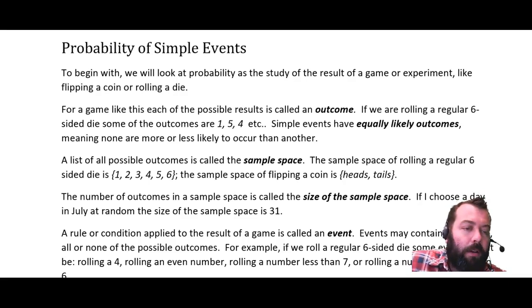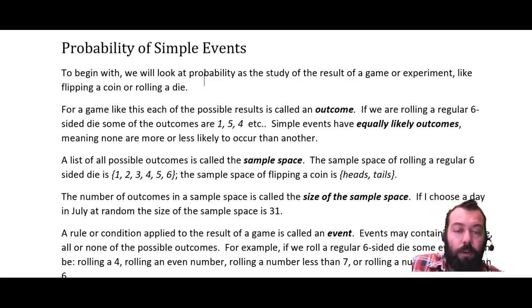We're going to talk about probability, at least for the time being, as being the result of some sort of game or experiment, and what might happen when I play that game. One of the possible results is called an outcome. And for these real simple events, we're going to talk about equally likely outcomes. Like when I roll a dice, each of those numbers from 1 to 6 are equally likely outcomes. Now, if I list all of those possible outcomes together, that's called the sample space.